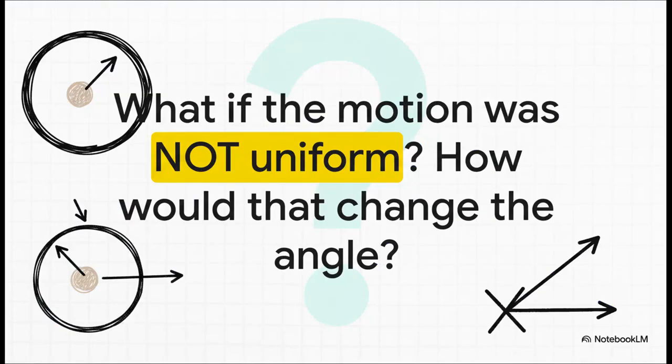And just to leave you with something to chew on, what would happen if the motion wasn't uniform? What if the particle was speeding up or slowing down? Well, then you'd suddenly have a new piece of the acceleration, one that points along the path of motion. And that nice, clean 90-degree angle, it'd be totally gone. It's a really cool thing to think about for next time.